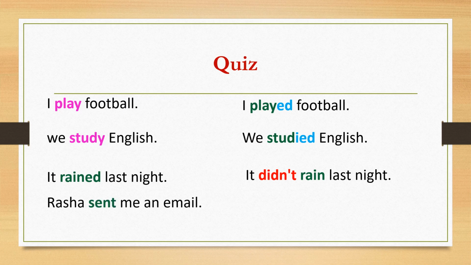Rasha sent me an email. Rasha is the name of a person. The negative form. Rasha did not send me an email. And look at the verb send, the infinitive form of the verb, and sent is this irregular verb in the past. Rasha sent me an email. She did not send me an email.